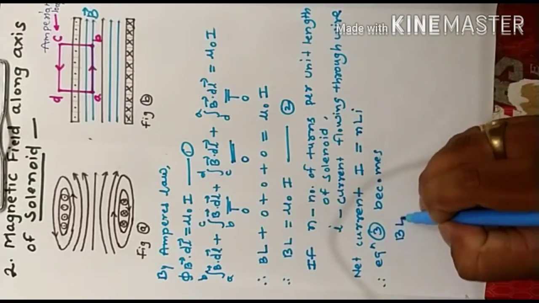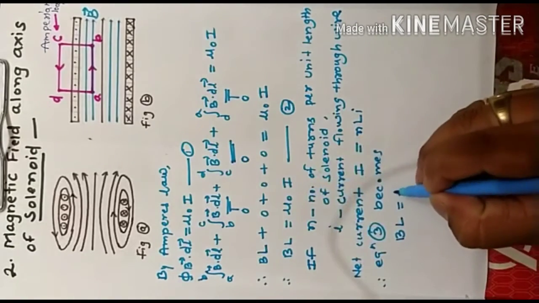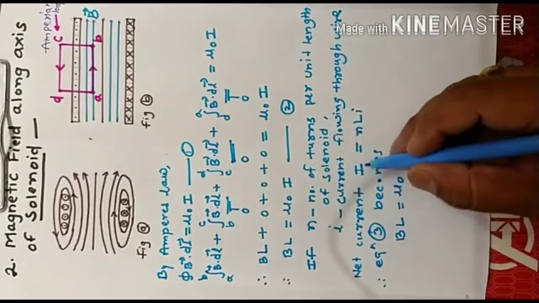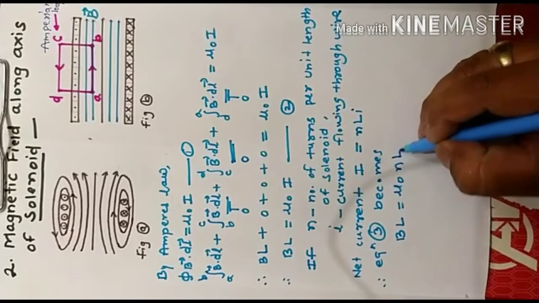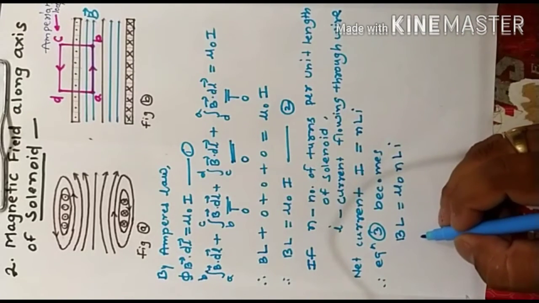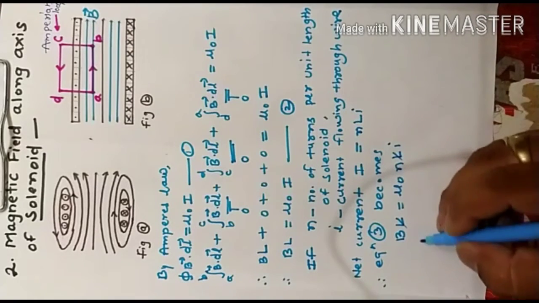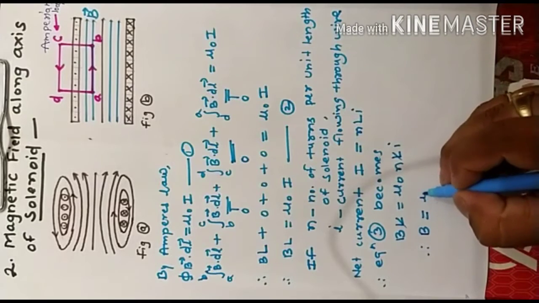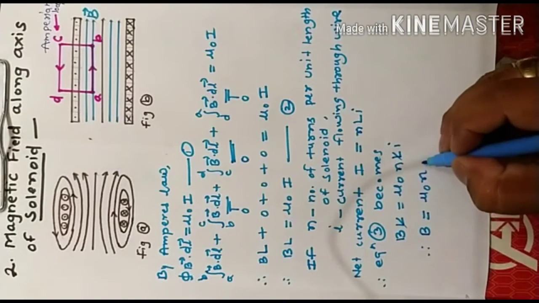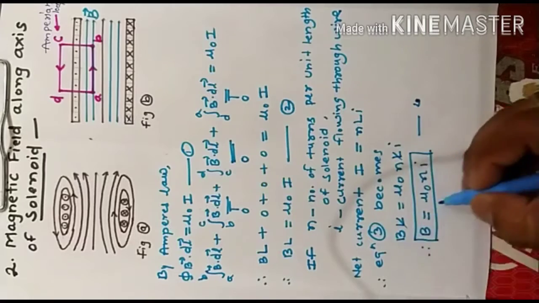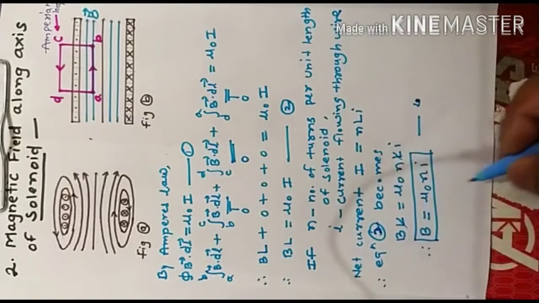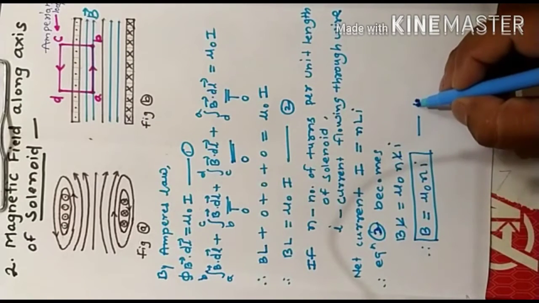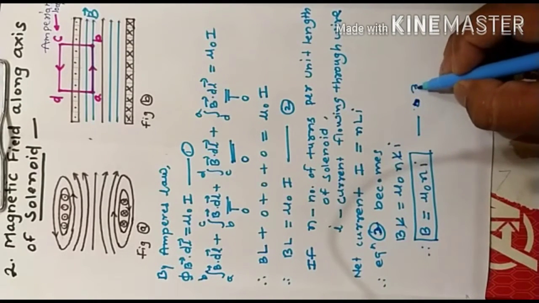B into L is equal to mu naught into the net current, which is equal to N L multiplied by I. Now this L on both the sides will get cancelled, and therefore the magnetic field induction B is equal to mu naught N into I. Sorry, here the earlier one is equation number 2, and this, B is equal to mu naught N I, is equation number 3.